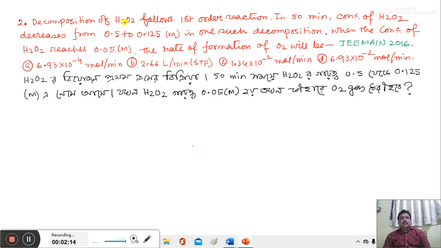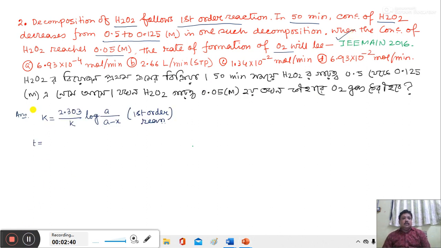My next question is, decomposition of H2O2 follows first order reaction. In 50 minutes time, concentration of H2O2 decreases from 0.5 to 0.125 molar. When the concentration of H2O2 reaches 0.05 molar, the rate of formation of O2 will be given by the following options. This question came in JEE Main 2016 exam.